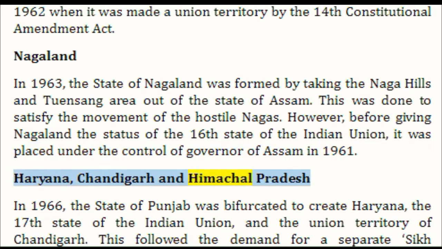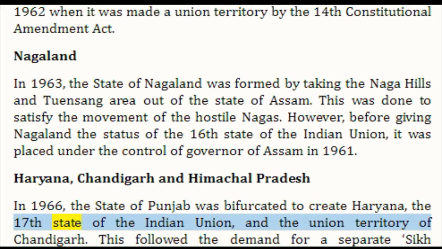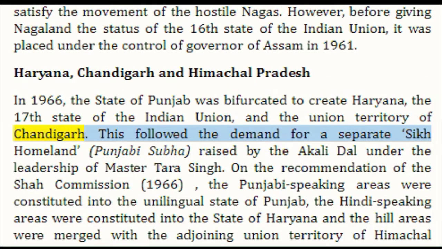Haryana, Chandigarh and Himachal Pradesh. In 1966, the state of Punjab was bifurcated to create Haryana, the 17th state of the Indian Union, and the Union Territory of Chandigarh.